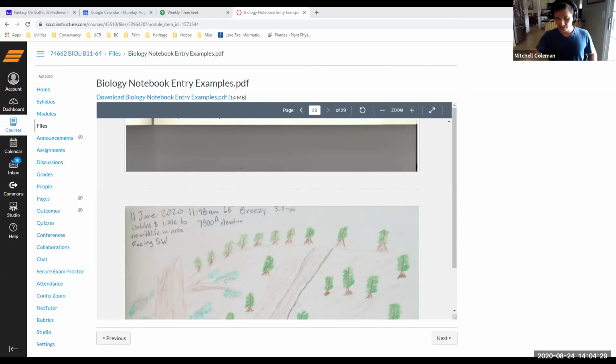It's obviously going to be due electronically, and so let me exit out of the screen share here real quick. If this were a traditional class, I would be asking you to turn it in, and I would be looking through it, but obviously we can't do that.